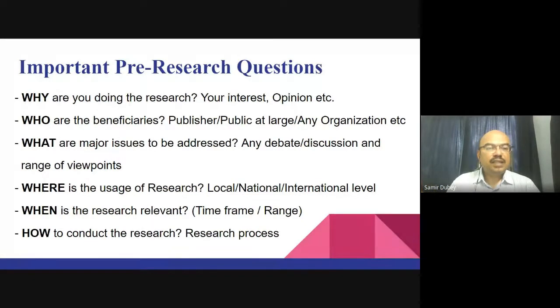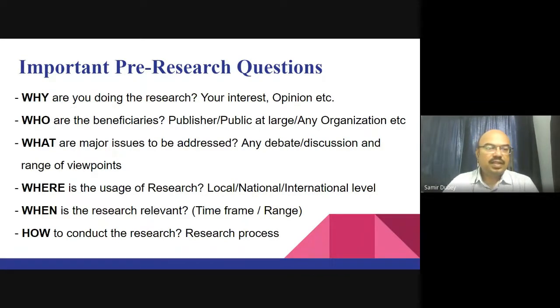Then, when is the research relevant? So the time frame or the range. In general, we shall be discussing this in the best practices as well. But generally, we do not specifically mention a time frame unless we are doing research on the happening of a specific event, or we are giving importance to certain events, implementation of a certain policy, or some specific event is being highlighted. Until and unless we have any such thing, we do not generally write down a time frame in our research. So, when is the research relevant?